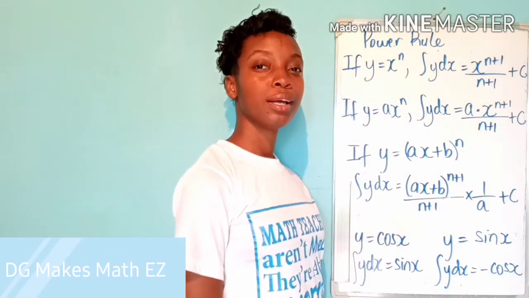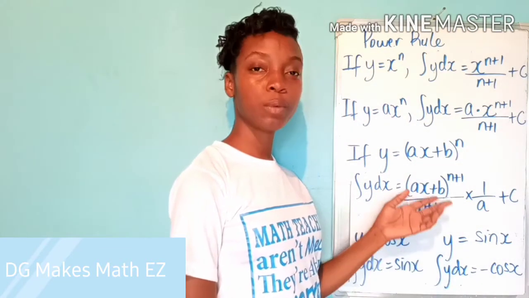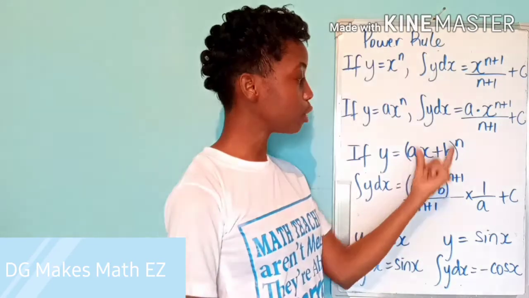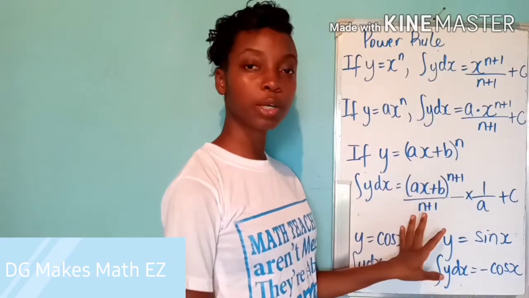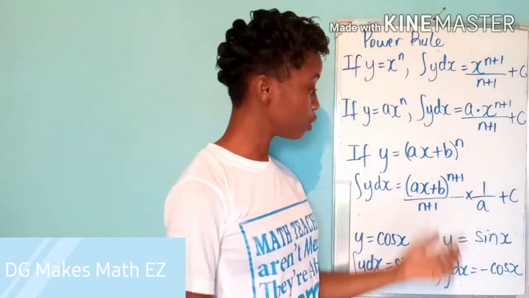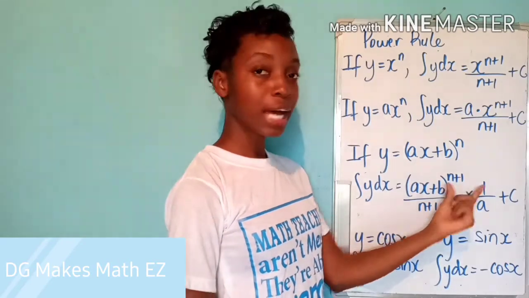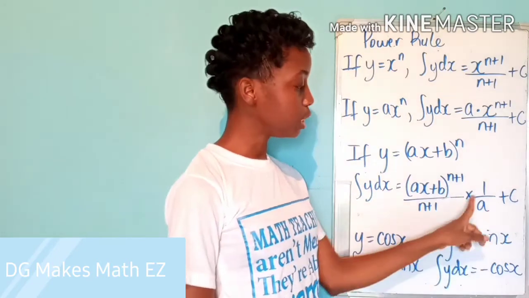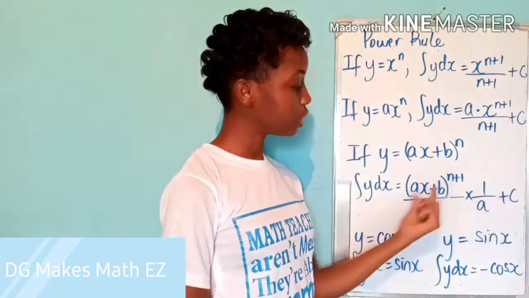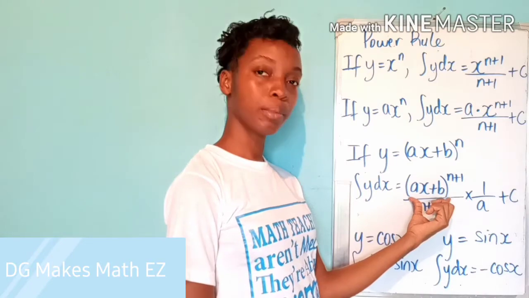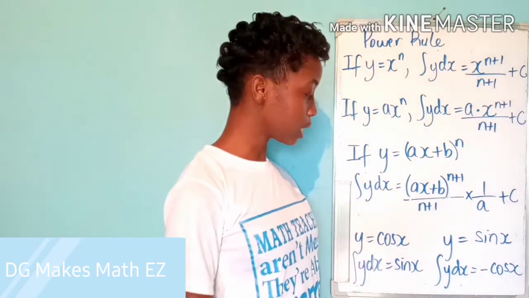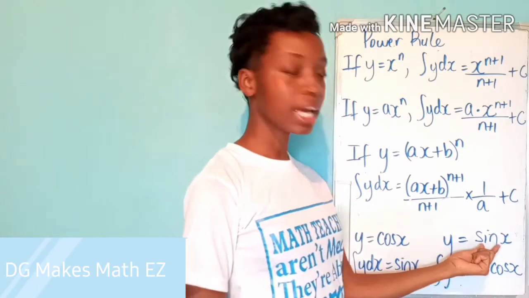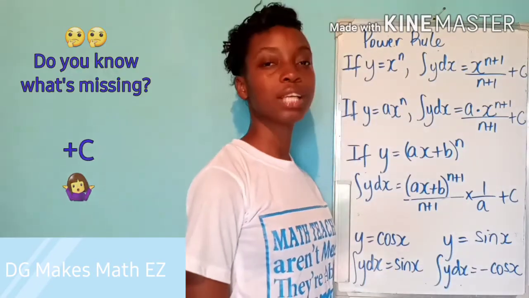The third one is pretty much looking like when we explored the chain rule in differentiation. And so right here we have a function within a function. And so what we're simply going to do is proceed as usual, increase the power by 1 and then divide by that same power. However, we are not done because we need to multiply by 1 over the derivative of what's inside the bracket. And finally, for cosine and sine, if we integrate cosine x, then we will get sine x. And if we integrate sine x, we get negative cosine x.